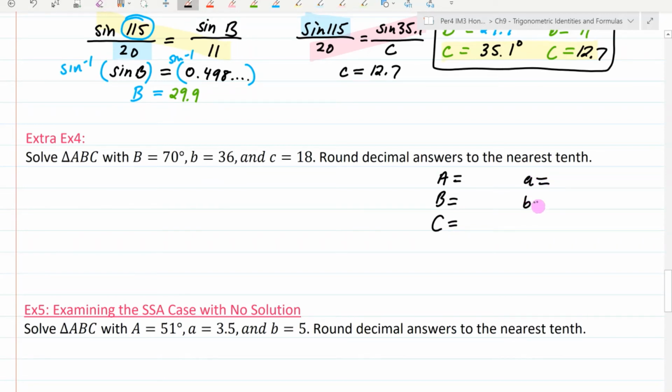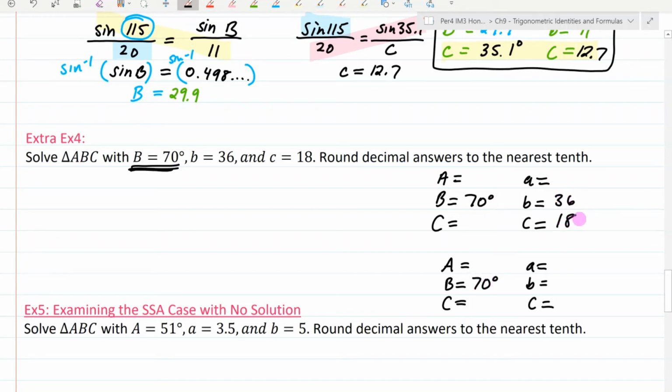With the given information, I'm actually going to set up a second triangle because we need to check to see if there is a second triangle. That is not obtuse, which means that it's possible that we have a second triangle. So B is 70 degrees. Side B is 36 and side C is 18. So this is triangle 1, and then this is possibly triangle 2 if we have the right information. And like I said, I'm going to cover that right now.